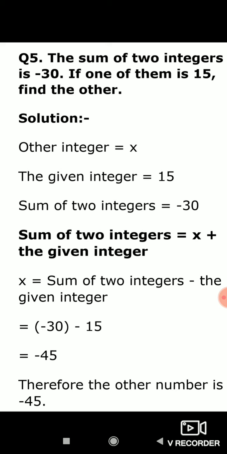So we get minus 30 minus 15. So now if two minus signs are there, then we have to add them and assign the sign of minus. So we get the answer minus 45, that is the other number.